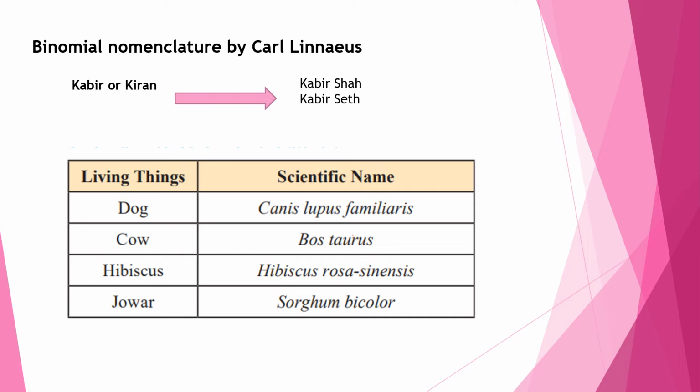Binomial nomenclature by Carl Linnaeus. What he said is, suppose you are a teacher and in your class there are two Kabirs or two Kirans, and obviously they have different surnames. Whenever you call Kabir, the other Kabir should not get confused, right? So you need to say Kabir Shah or Kabir Syed. Carl Linnaeus wanted to say that you need to take the surname of the particular person.